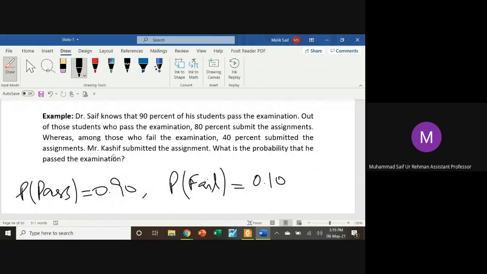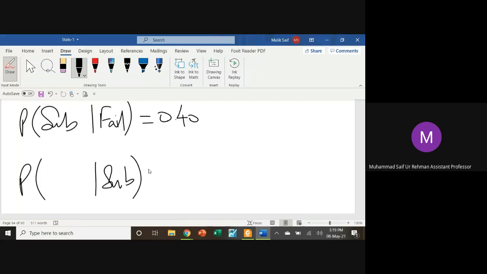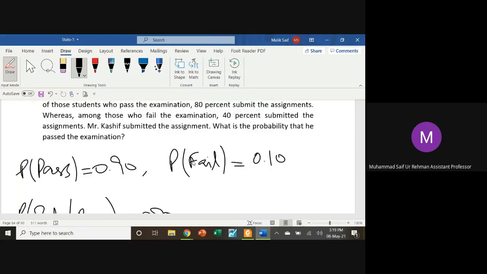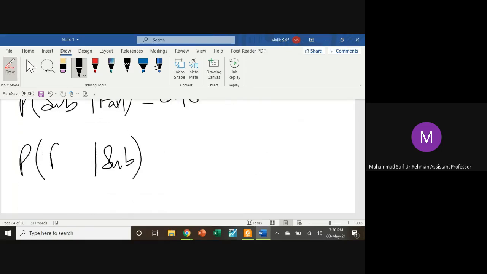Understand? Mr. Kashif submitted the assignment. This is the information that we have. He has submitted the assignment. Now, what is required? What is the probability? That will be written over here. What is the probability that he passed the examination? He passed the examination. This is the required probability.